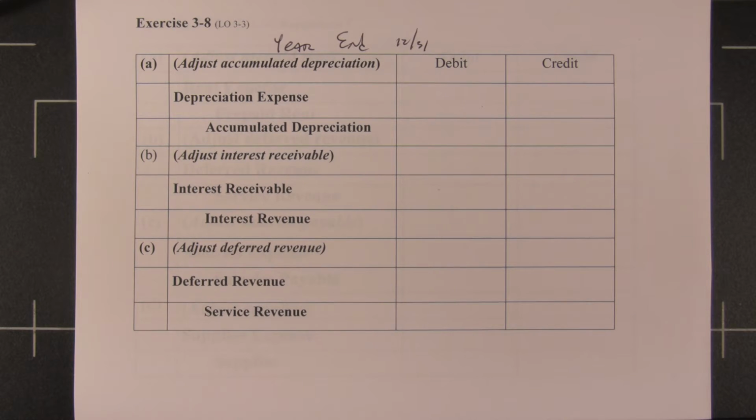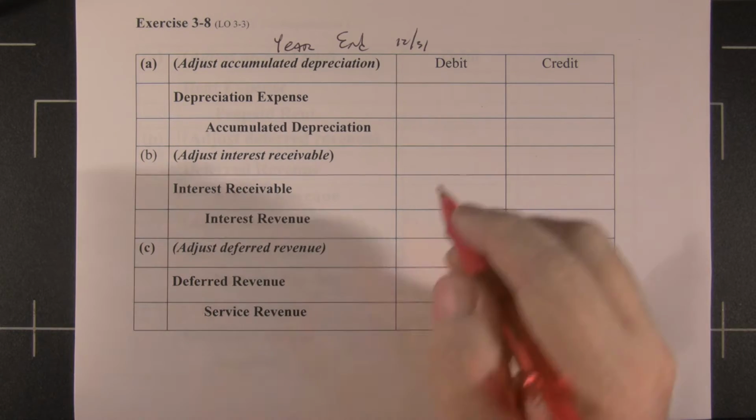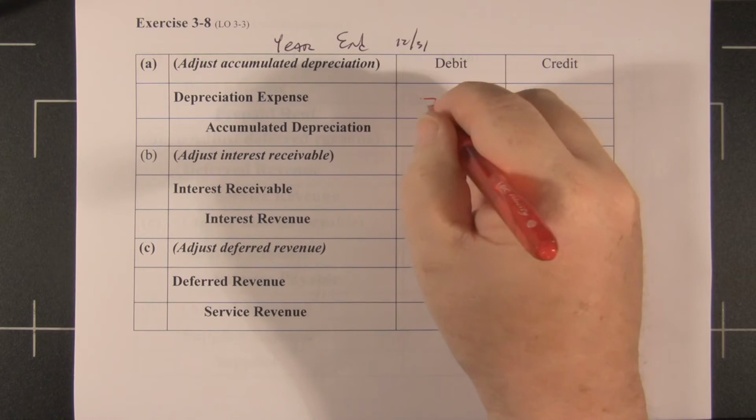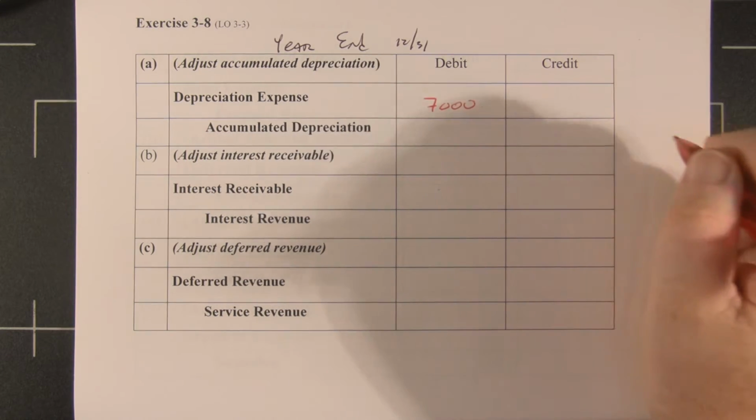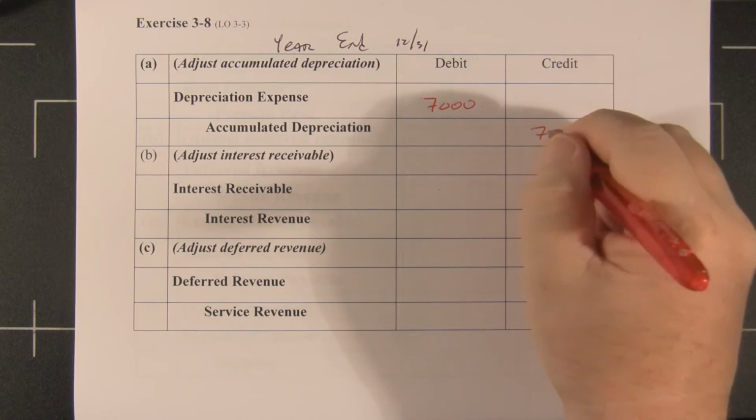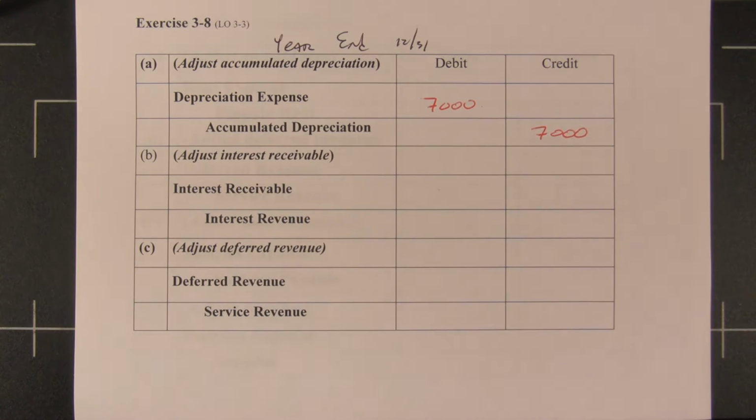So the first one, they tell us equipment cost $42,000. It's purchased at the beginning of the year for cash. Depreciation on the equipment is $7,000 per year. That's easy. We don't have to do anything. Debit depreciation expense $7,000. Credit accumulated depreciation $7,000. Straight definition. The next one, on June 30, the company lends its chief financial officer $50,000.